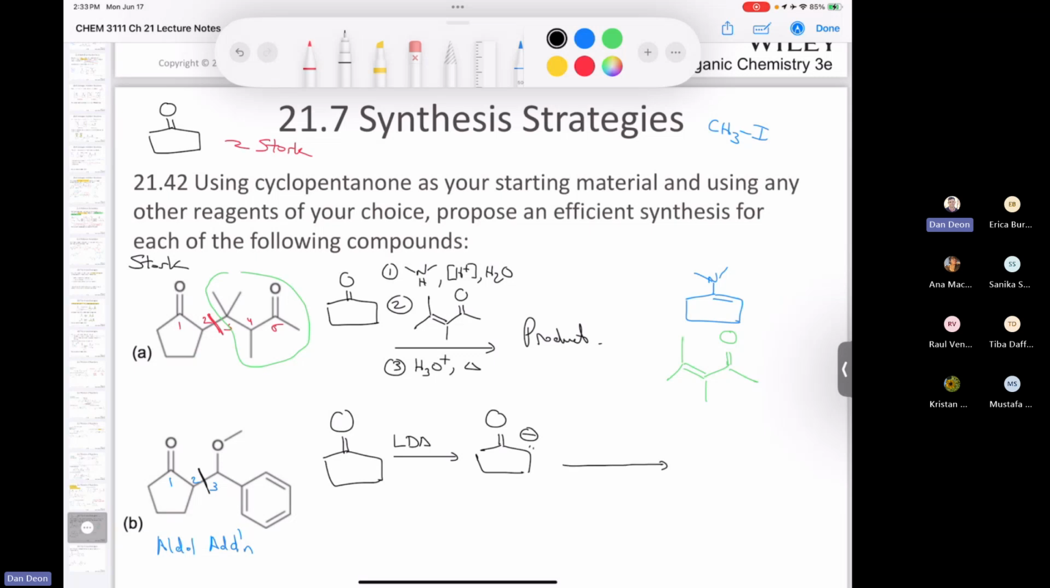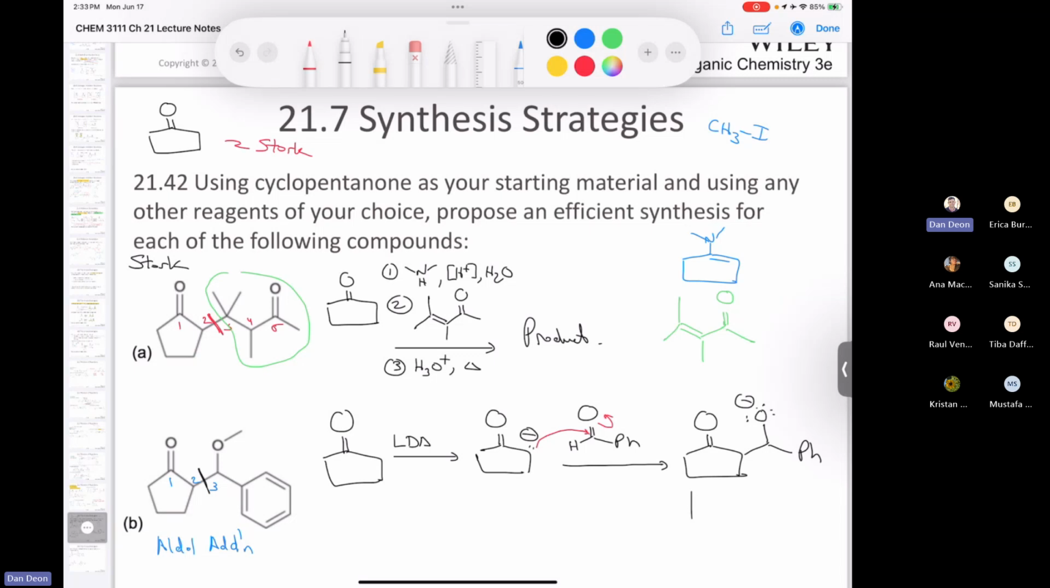So if I just draw benzaldehyde like this, then what's going to happen is we're going to get a nucleophilic attack by our enolate onto our electrophile like this. And then we're going to end up with this intermediate, which is going to look like this. So we're going to have a negative charge on our oxygen like this. Then to make the product, all we have to do is throw in methyl iodide as the last step. And then that's just going to do an SN2.